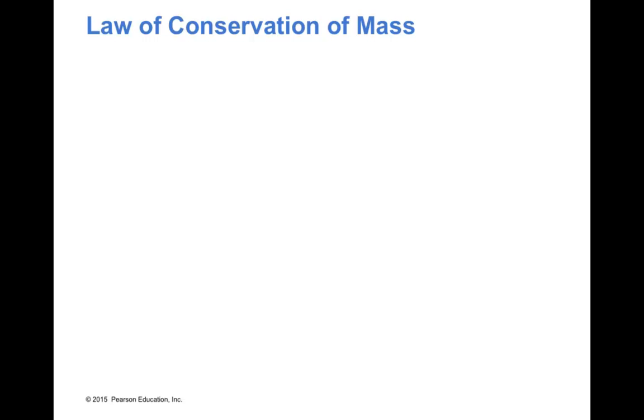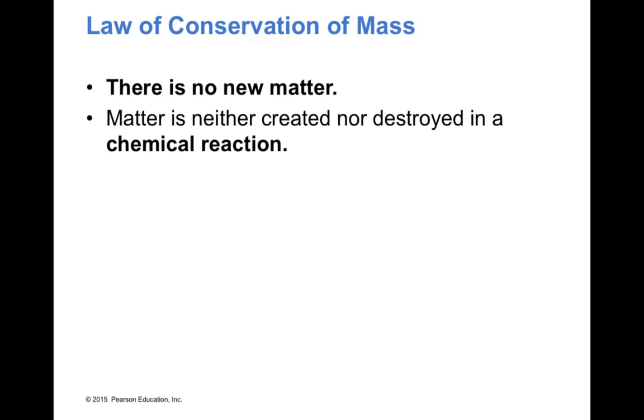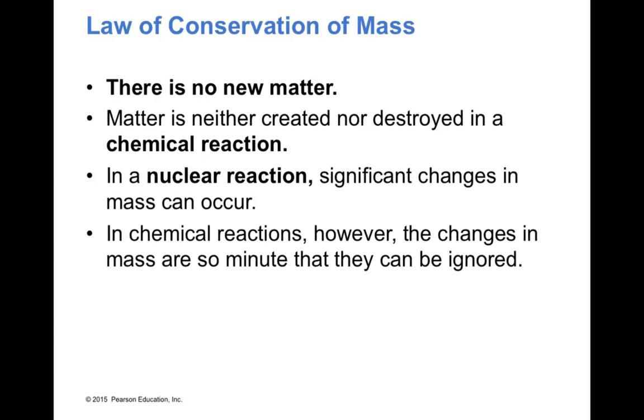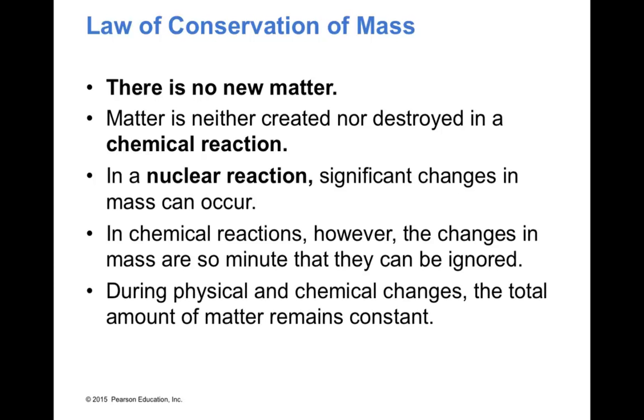Now, let's talk about the law of conservation of mass. There is no new matter. Matter is neither created nor destroyed in a chemical reaction. You just transform the matter from one compound to another new compound. In a nuclear reaction, significant changes in mass can occur. In chemical reactions, however, the changes in mass are so minute that they can be ignored. During physical and chemical changes, the total amount of matter remains constant.